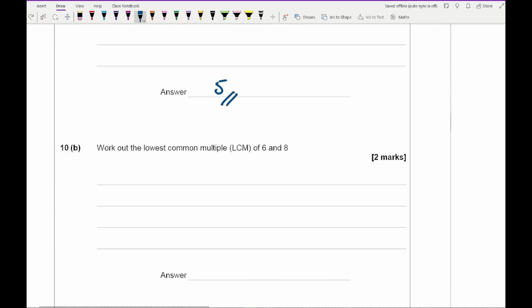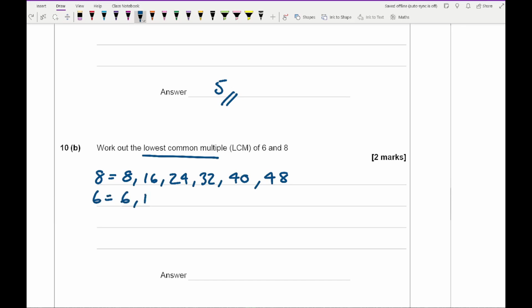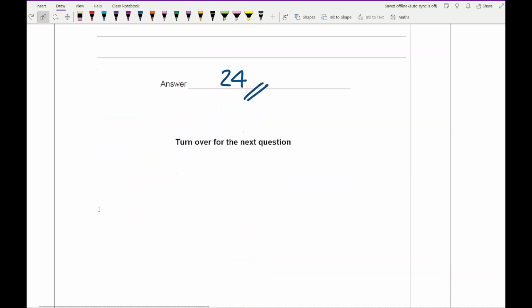So for these types of questions, the lowest common multiple is the smallest number that appears in the 6 and the 8 times table. So if I start with the 8 times table and just write down the first couple of multiples, I've got 8, 16, 24, 32, 40, 48. Then for 6, 12, 18. I'm just going to stop when I get a number that appears in both. And as you can see, 24 appears in both, and that's the lowest common multiple. So the answer I'm going to write there is 24.